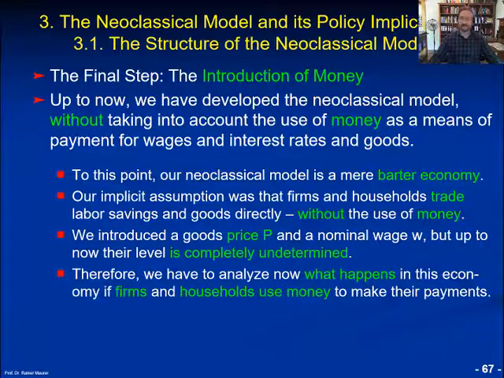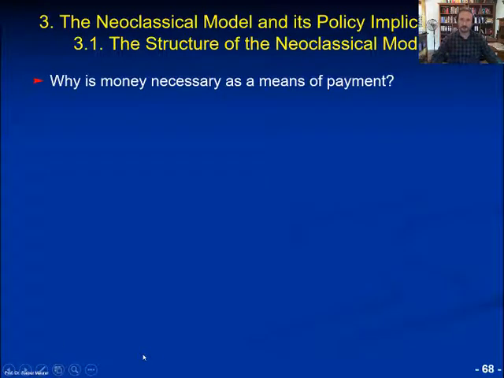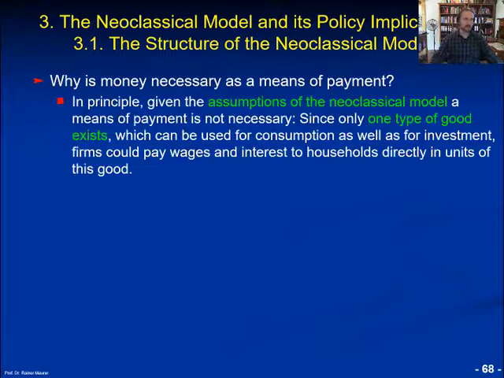Therefore, we have to analyze now what happens in this economy if firms and households use money to make their payments. Why is money necessary as a means of payment? In principle, given the assumptions of the neoclassical model, a means of payment is not really necessary. Since only one type of good exists, which can be used for consumption as well as for investment purposes, firms could pay wages and interest to households directly in units of this good.